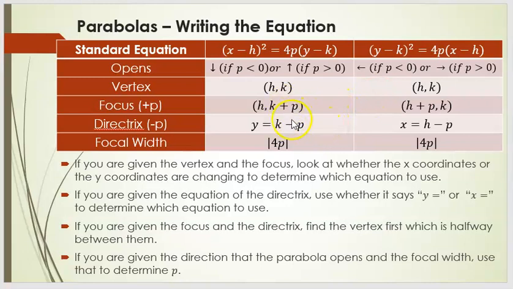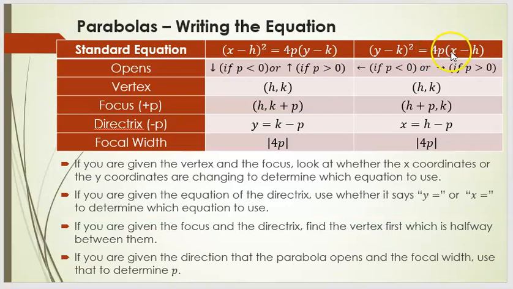But as we move down to the other pieces, the focus and the directrix, the formulas for these look complex, but the easiest way to identify them is always look back at what p is touching in the equation. If p is touching y, then you're going to add p to the y coordinate of your vertex. So I added p to the y coordinate because that's what p was touching, that's what created this coordinate.